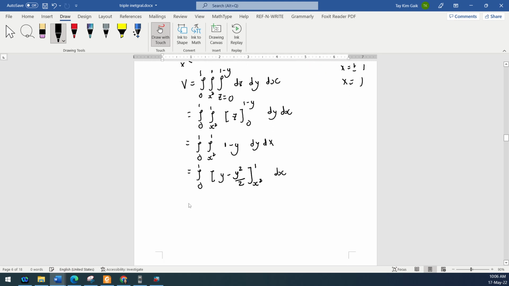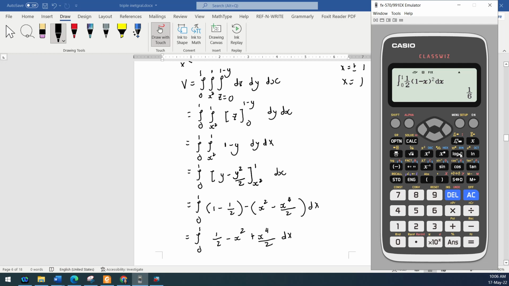Okay, and then plug in the upper limit. So 1 minus half. Plug in the lower limit, so you have x squared, so x squared to the power 2 again. So x to the power 4 divided by 2. Simplify, and lastly just integrate using the calculator. So you have half minus x squared plus x to the power 4 divided by 2, dx.